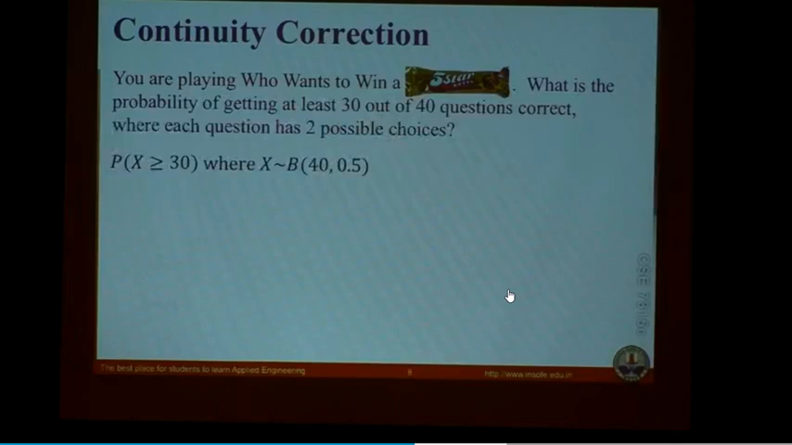Greater than 30? Less than or equal to 40? Well, less than or equal to 40 is everything, 100%. I'll either get 0 correct answers or 1 or 2 or all the way up to 40. 100% area.